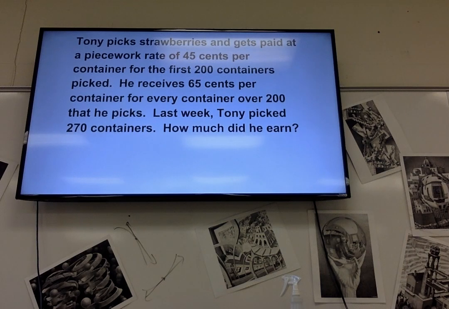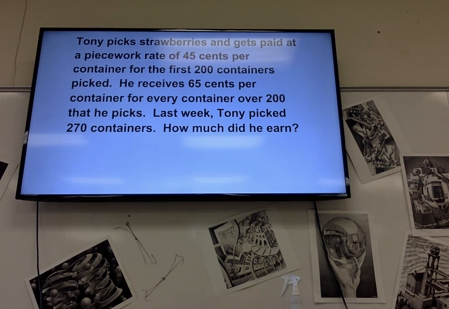Example 4. Tony picks strawberries and gets paid a piecework rate of 45 cents per container for the first 200 containers. And he receives 65 cents per container for every container over 200 that he picks. Last week, Tony picked 270 containers of strawberries. How much did he earn?